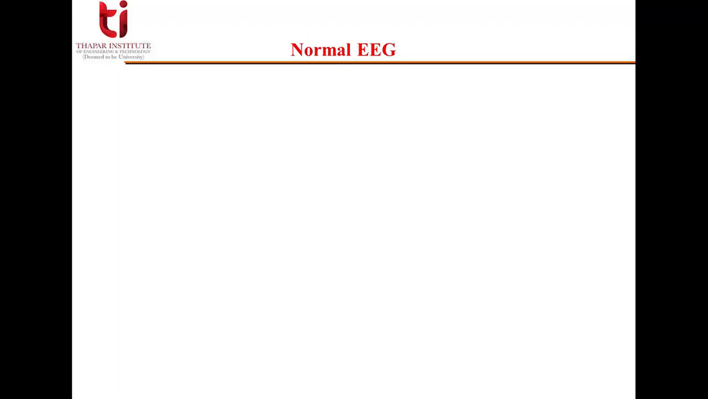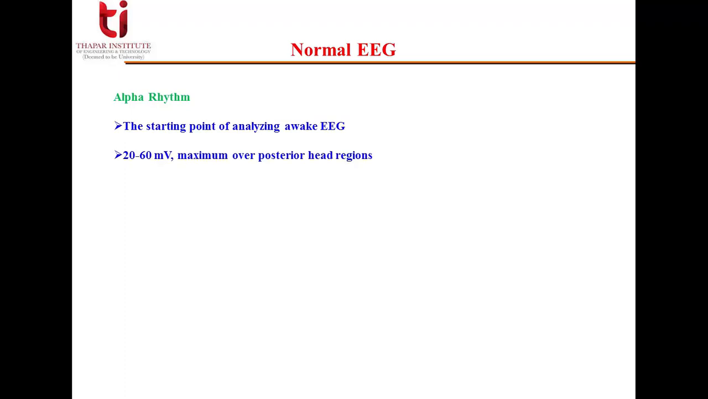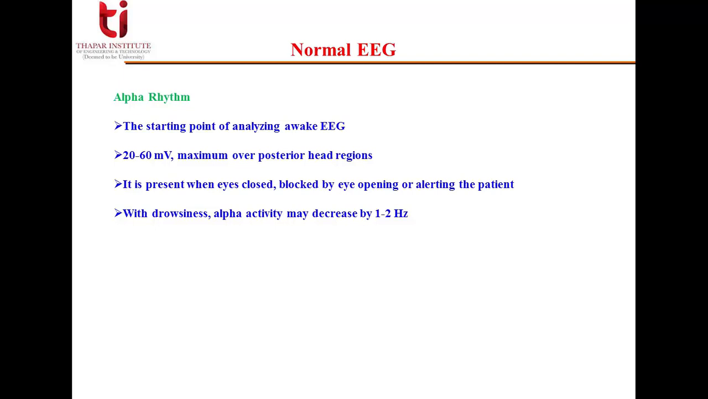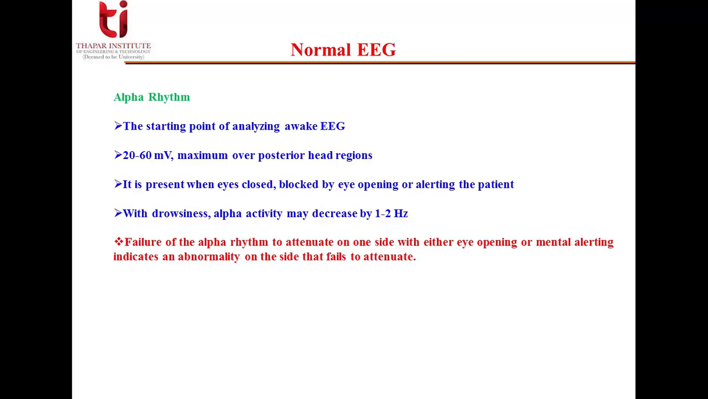Now let's see these activities for normal EEG, starting with the alpha rhythm. The starting point of analyzing awake EEG is the alpha activity or alpha rhythm. It corresponds to 20 to 60 microvolts maximum over posterior head regions. It is present when eyes are closed. It will be blocked by eye opening or alerting the patient. With drowsiness, alpha activity may decrease by 1 to 2 Hz. Failure of the alpha rhythm to attenuate on one side with either eye opening or mental alerting indicates an abnormality on the side that fails to attenuate.